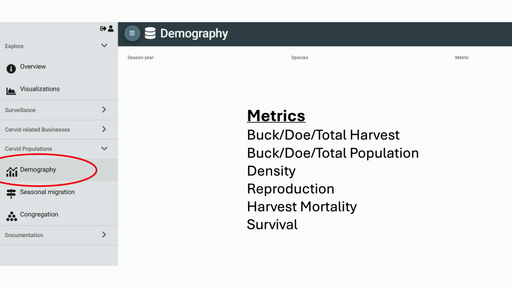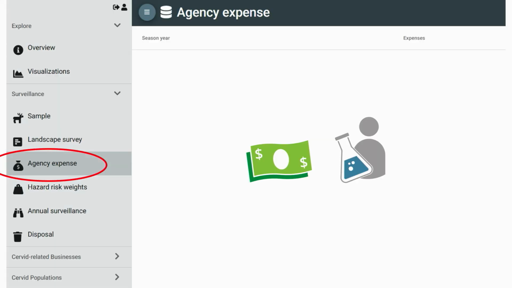The demography collection summarizes cervid population metrics at the agency management unit scale. This can include harvest numbers and estimates of abundance, density, reproduction, and mortality. Including proxies or estimates is fine if needed. Demographic data are used in several models to understand potential risks for CWD introduction and spread.